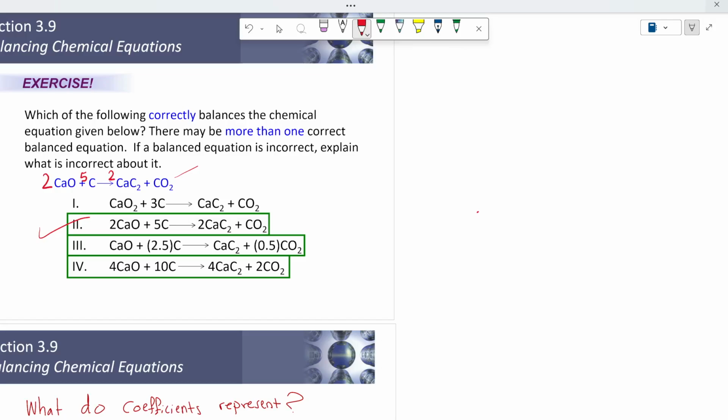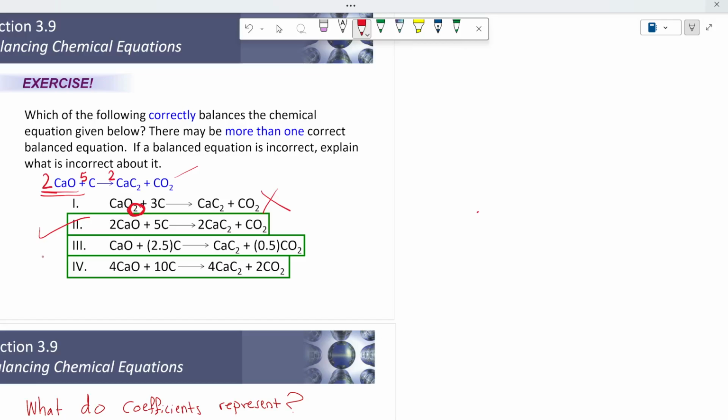Yes, you are right. This is the wrong choice. Why is it wrong? Because to balance this equation, what did he do? He changed the subscript. Can you see here the subscript of CaO is 2, CaO2, while in the original equation it's CaO. Is it allowed to change the subscripts? No, it's not allowed. This is why this choice is wrong.